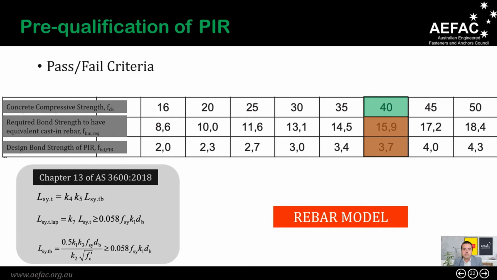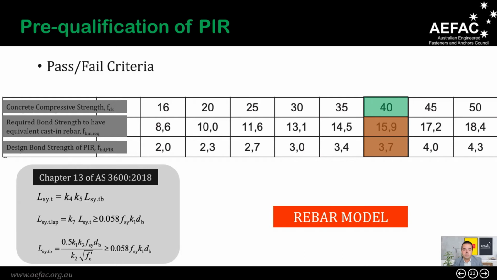So for the pre-qualification, they do a lot of experimental tests to calculate the bond strength of post-install reinforcing bar. If the bond strength is higher than the middle row, FBMREQ, then we are allowed to use the bond strength of equivalent cast-in rebar for that concrete strength. To understand this more clearly, I use a 40 megapascal concrete as an example. For the 40 megapascal concrete, the experimental value of bond strength is compared with 15.9.